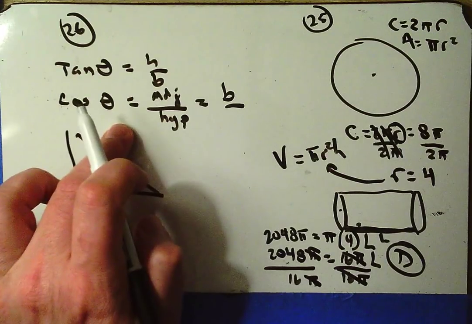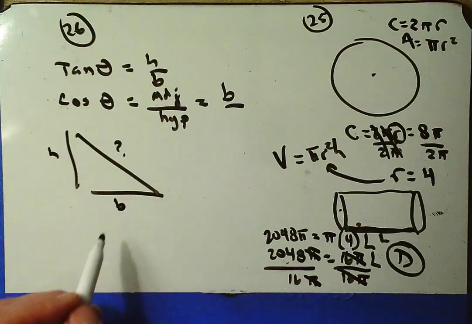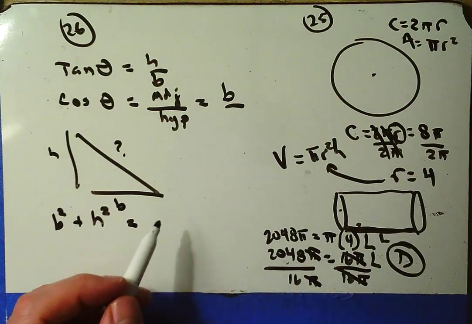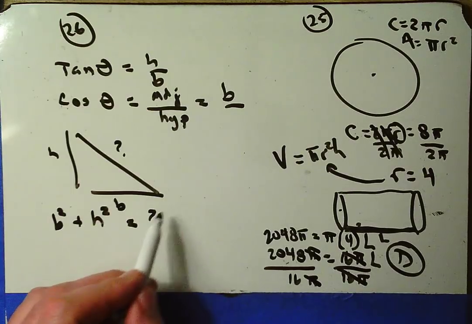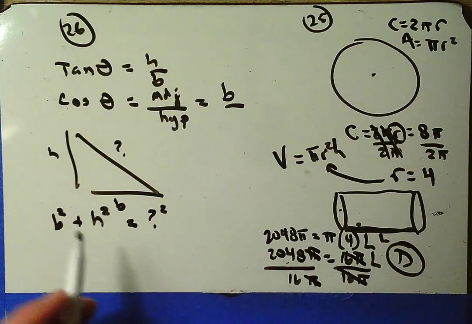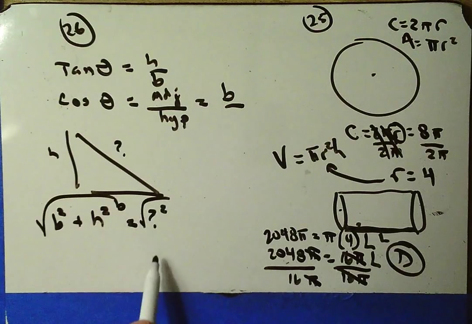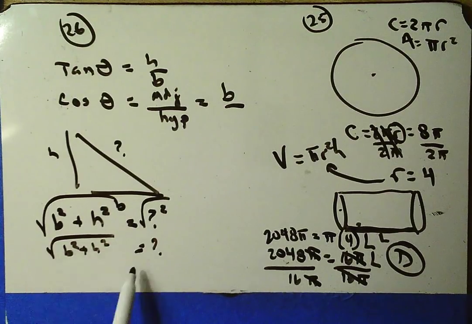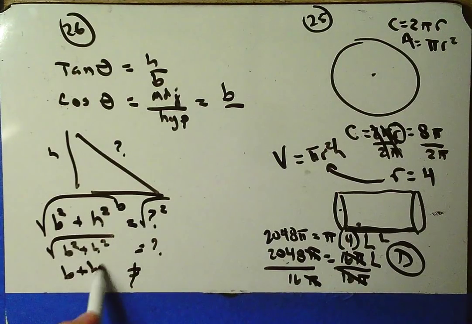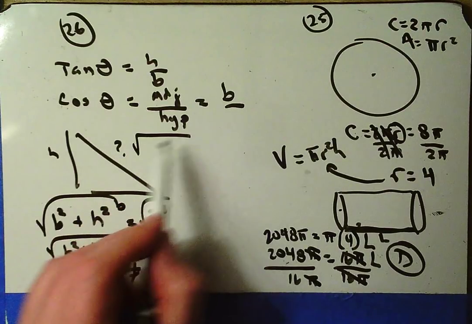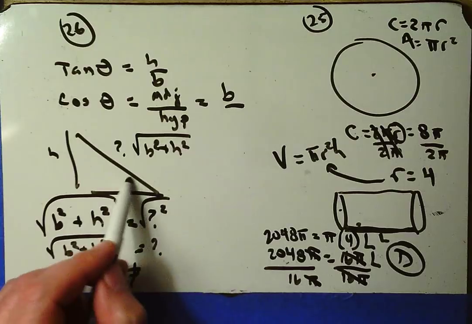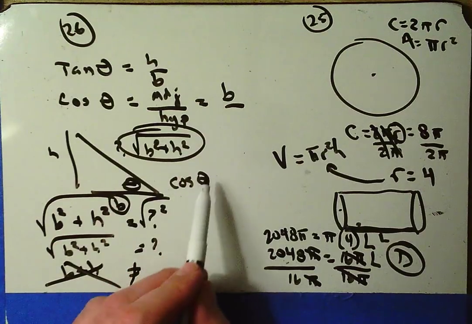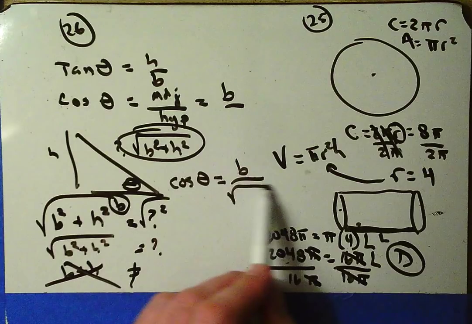Yeah, this is H, this is B, and I don't know what that is. So B squared plus H squared equals question mark squared. And I want to know what question mark is, so I'm going to take the square root of both sides. Question mark is therefore the square root of B squared plus H squared. This is not equal to B plus H. Don't you do that. So here we have the square root of B squared plus H squared. And if this is theta, cosine, remember, is adjacent over hypotenuse. Cosine of theta is adjacent over hypotenuse.